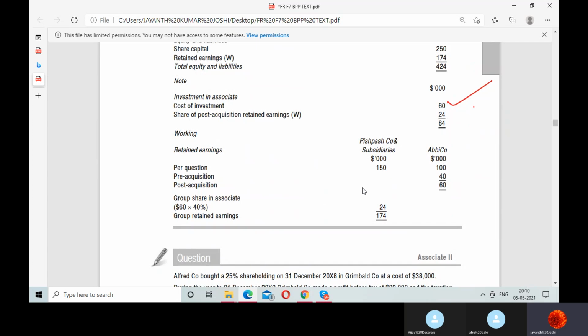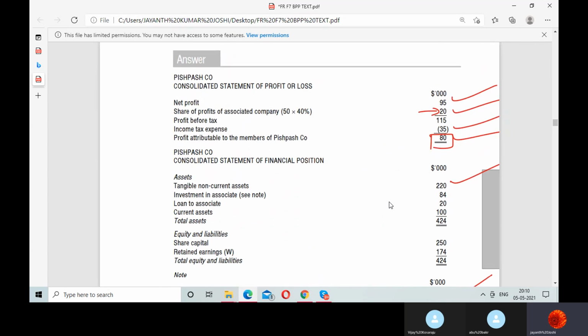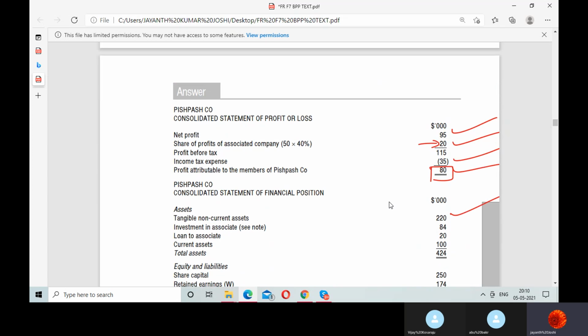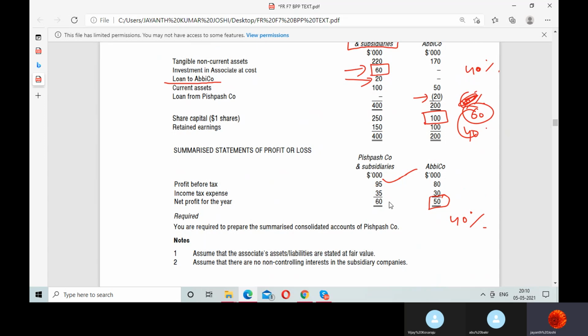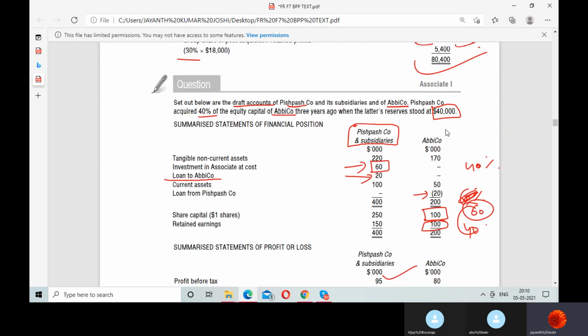So let us see. From the retained earnings, we would consider the retained earnings, correct? Where are the retained earnings here? 40. And the retained earnings, 100, correct? Your profits would go to which account? Retained earnings. And how much were the reserves when the company was acquired? 40. So that is pre. We will give the post.